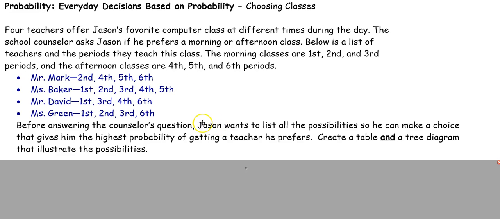Alright, everyday decisions based on probability. Choosing classes. We have 4 teachers who offer Jason's favorite computer class at different times during the day. The school counselor asks Jason if he prefers a morning or afternoon class. Below is a list of teachers and the periods they teach this class. The morning classes are the first, second, and third periods, and the afternoon classes are fourth, fifth, and sixth periods.